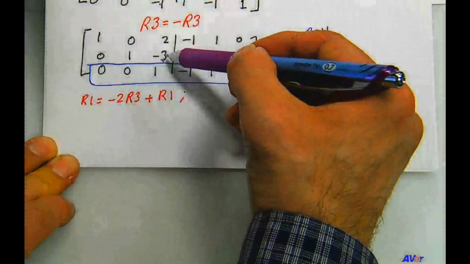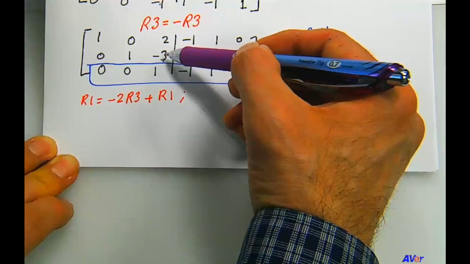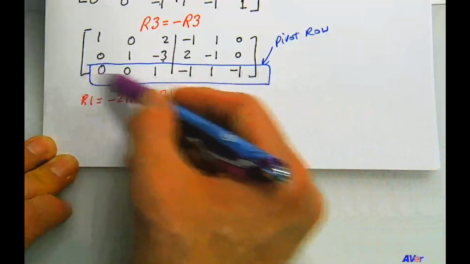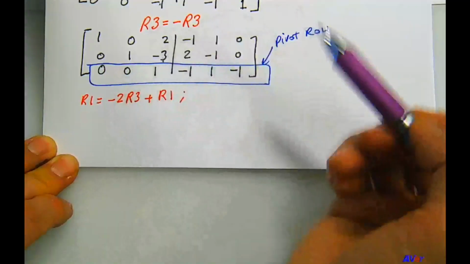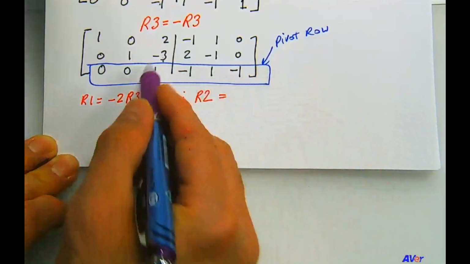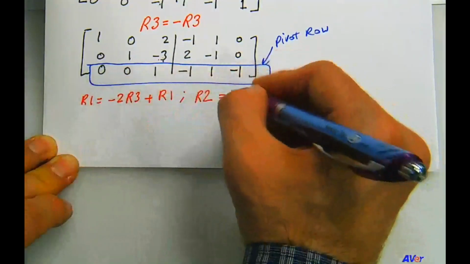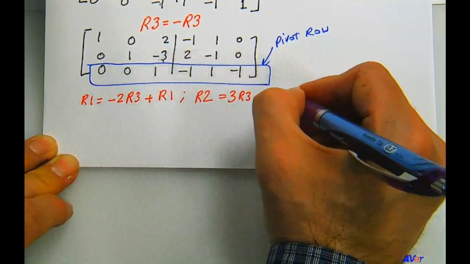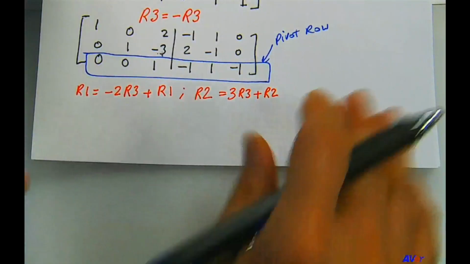Now to get this -3 to be 0, all we need is to add a +3 to it. Where is the +3 going to come from? It's going to come from multiplying the pivot row by 3 and then adding it to -3. So row 2, which is the row we're changing as we change the -3 to 0, is equal to 3 times the pivot row, or 3 times row 3, plus the row we're changing, which is row 2. Okay, so let's write down the next matrix.